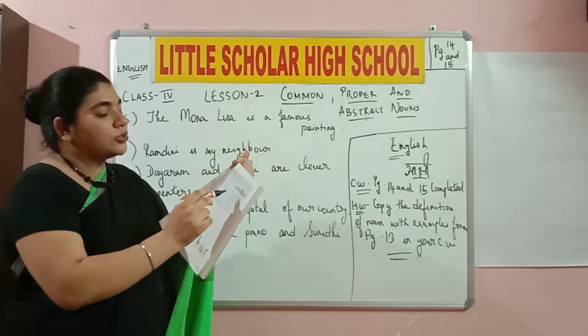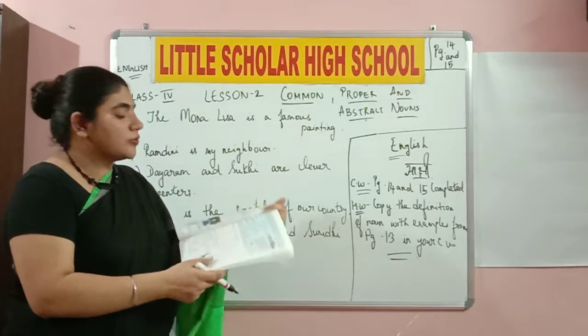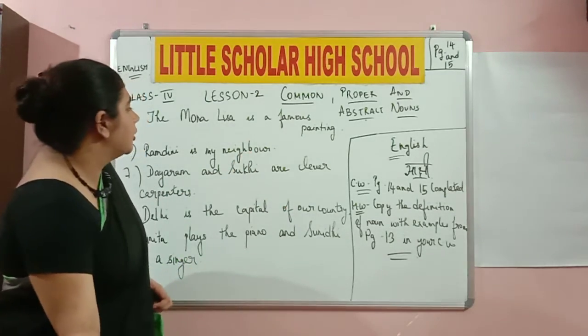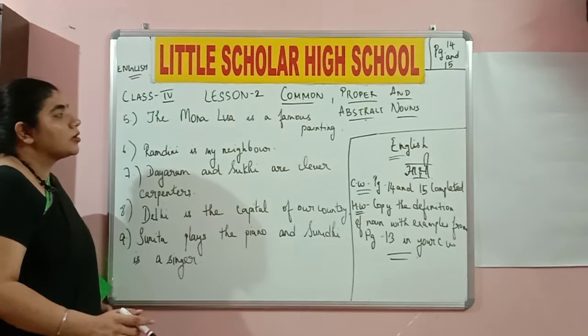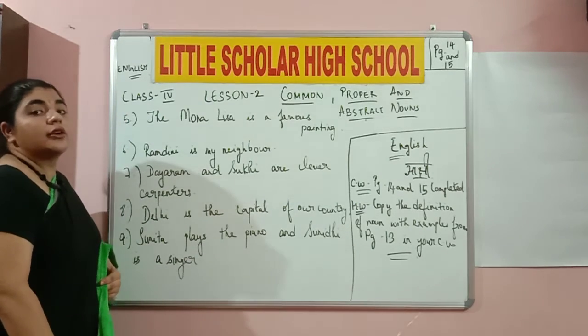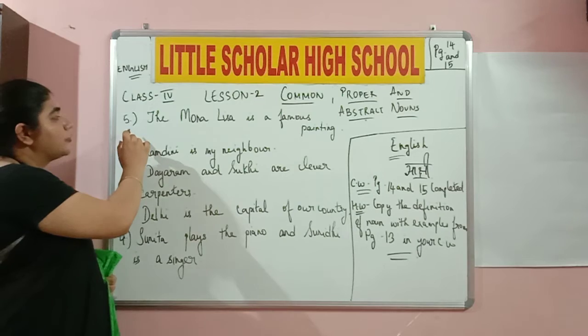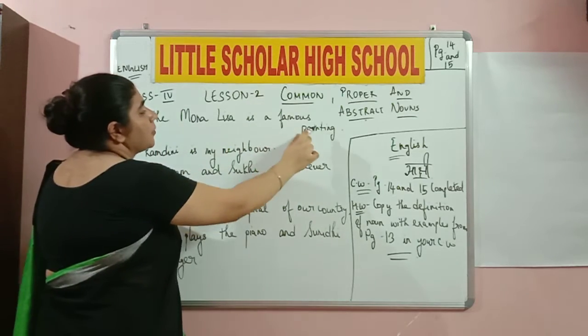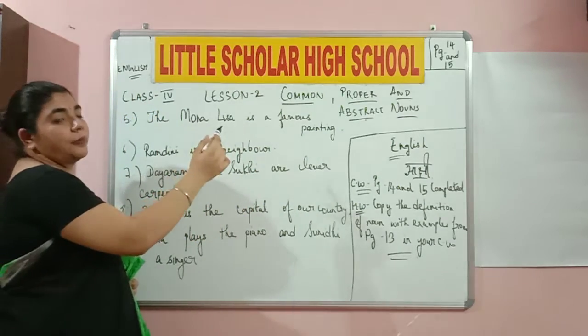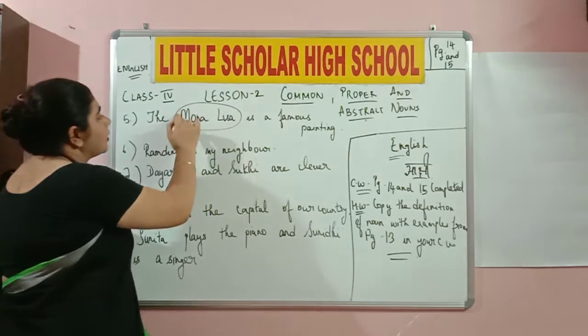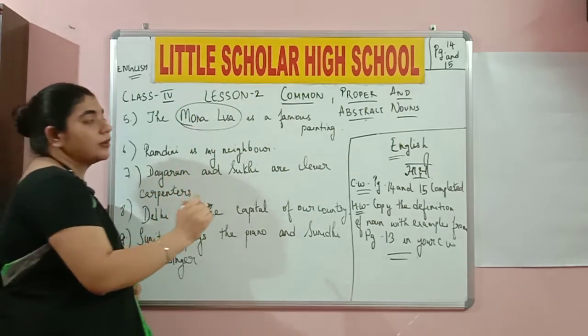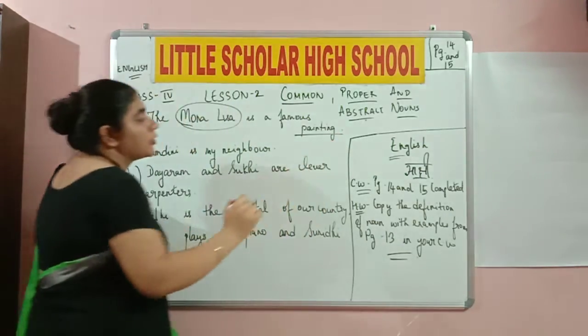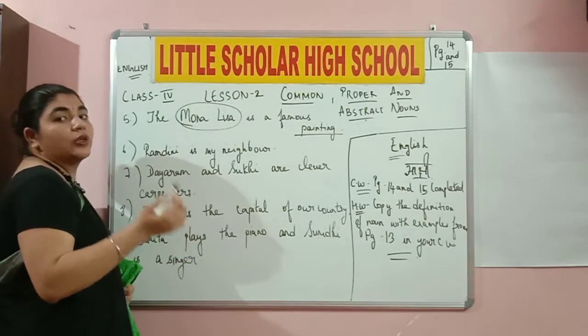There is also a Watch Out box. I want you to read it once we are done with the lesson. Let's continue with the B bit over here. We need to circle the proper nouns and underline the common nouns. So what is the fifth one? The Mona Lisa is a famous painting. Mona Lisa is the name of the painting, so Mona Lisa needs to be circled. It's a famous painting. Painting is a common noun because it is a common name tag given to a thing.